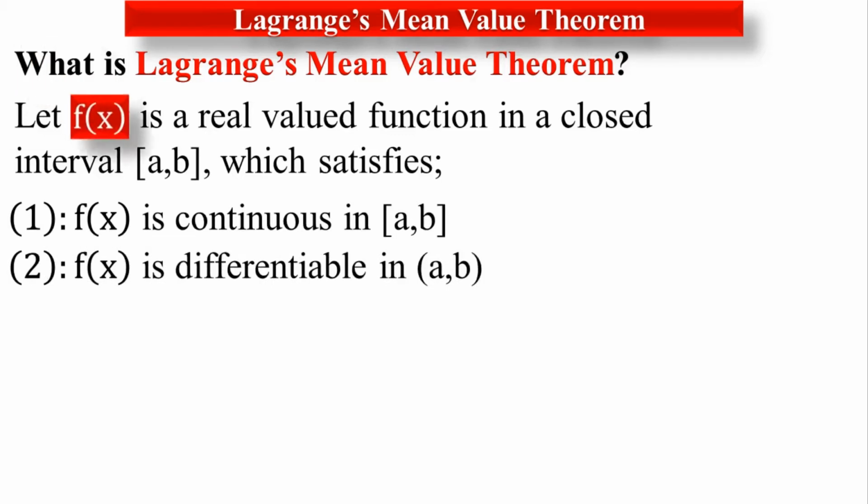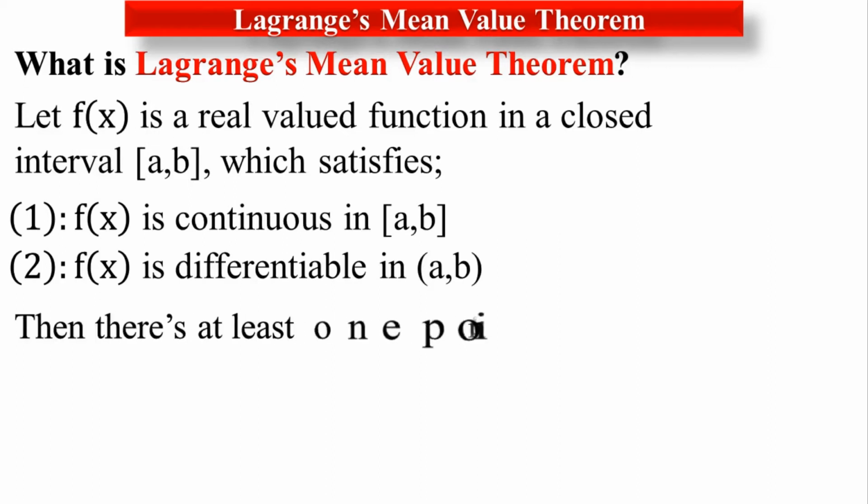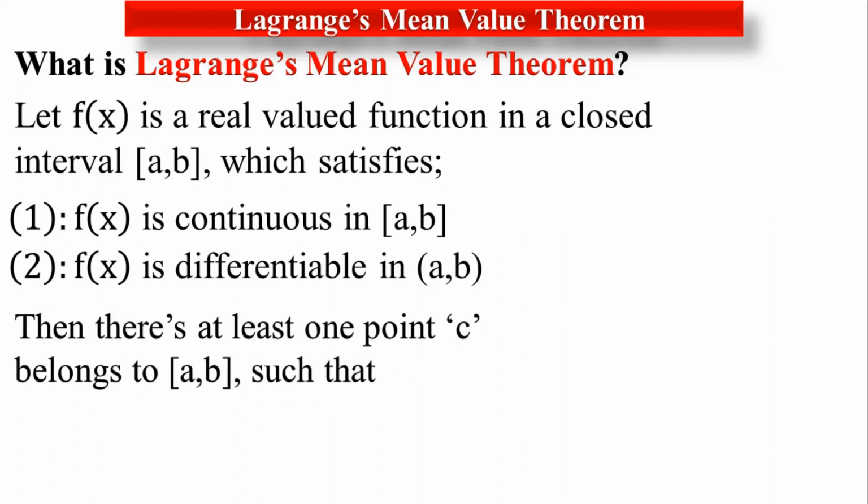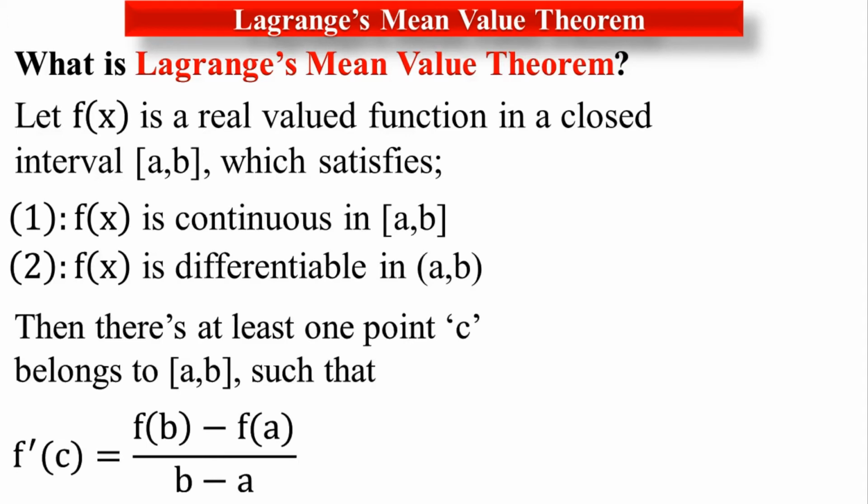If the given function f of x is a real valued function in closed interval a comma b, where a and b are the limits, let's suppose a is 1 and b is 3 here. If f of x is a continuous function and if it is differentiable, then there is at least one point c belongs to a comma b such that f prime of c equals f of b minus f of a over b minus a.